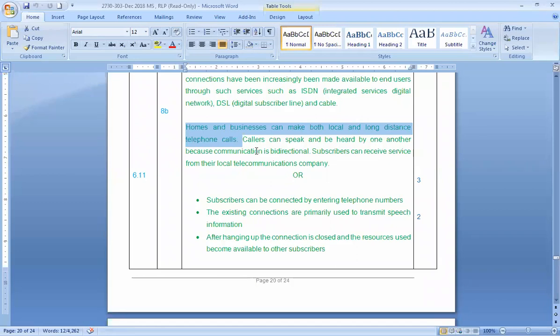Callers can speak and be heard by another, because communication is bidirectional. I remember talking to you about simplex and duplex connections, right? So in simplex, you were only able to pass information, you were not able to receive back the information. But in duplex, things changed. You were able to send as well as receive information. So two-way communication happened. So these days, as you know, our communication is all two-way, right? We don't have one-way communication.